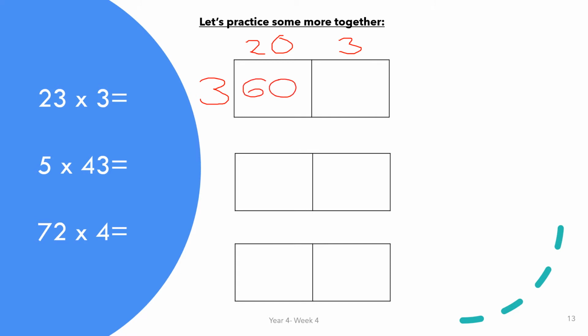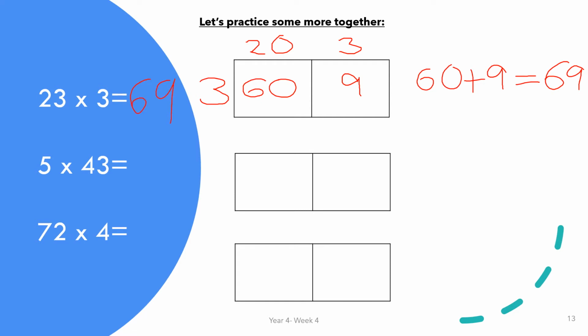3 multiplied by 3 we know is 9. Now we need to find the total. I'm going to do this on the side. So 60 plus 9 would equal 69. So that would mean that 23 multiplied by 3 equals 69.